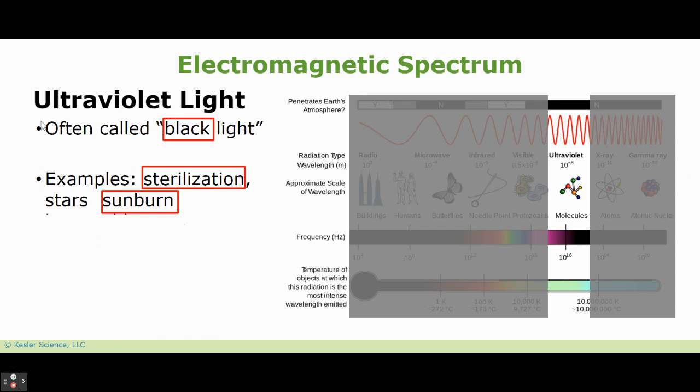Next up is ultraviolet light, which is often called black light. Some examples or uses are sterilization, stars, and sunburn. This is why we get sunburn, from UV light.